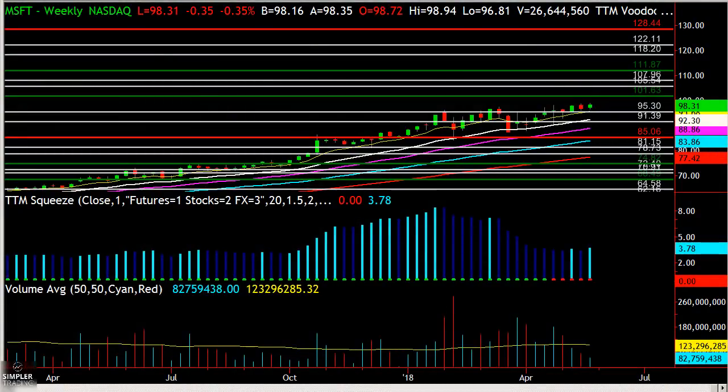So a couple of interesting things setting up on the bigger time frame. On a weekly chart, Microsoft here is looking explosive. All right, so we're looking at setting up some bullish positions on this, not only going into the long 3-day weekend, but also in anticipation of this squeeze firing off.